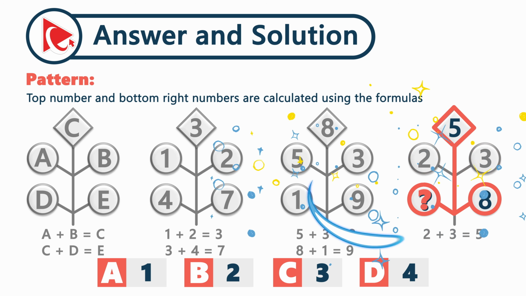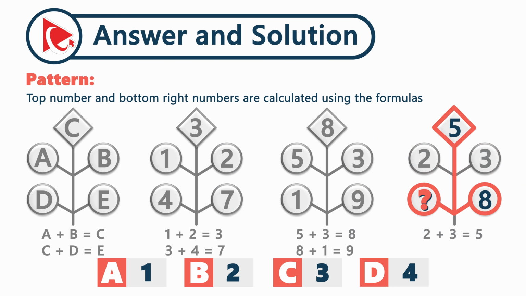And now is the magic time to calculate the missing number. Based on the formula, 5 plus question mark equals 8. Let's reverse the formula to calculate the missing number. Question mark equals 8 minus 5, which equals 3. So the correct answer here is choice C, 3.